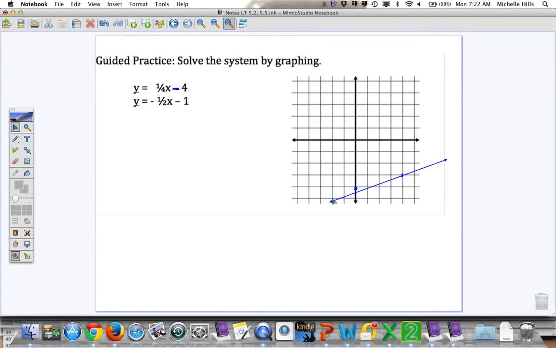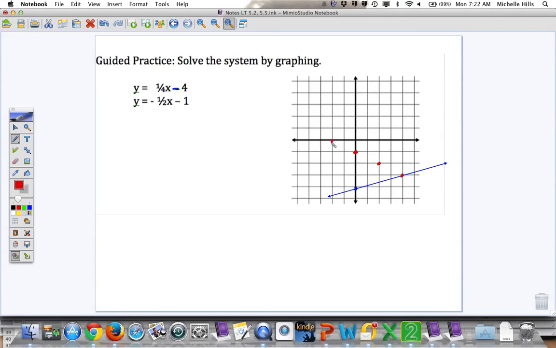And hang on, I got to fix this a little bit. Then this one crosses the y-axis at -1. A negative slope falls from left to right, so down 1 over 2, and I'm realizing that I probably need to fix this. Oh, I see what I'm doing. I'm going down 2 and over 1. See? It's important to be careful. Down 1 and over 2, down 1 and over 2.